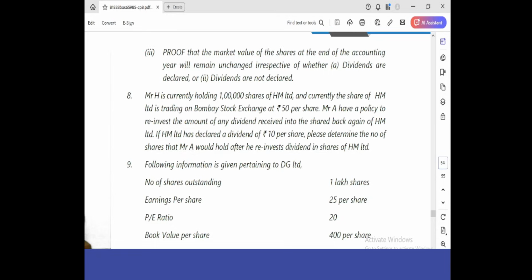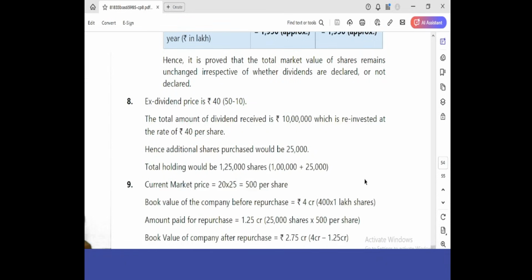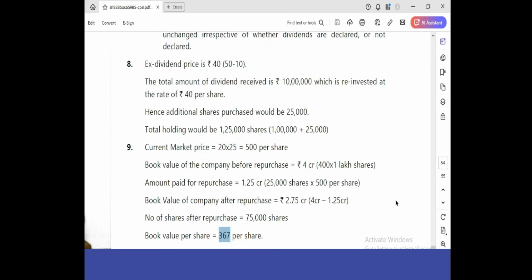You're holding 1 lakh shares. Yes, sir. Into rupees 10 per share. How much? You will get 10 lakh rupees in cash from the company, right? Yes. Suppose you want to use 10 lakh rupees to buy shares in the market. What is the market price per share? It is not 50 now. Yes, it is 40. Because once the dividends have been paid by the company, the share price will become ex-dividend. It will become 40 rupees a share.